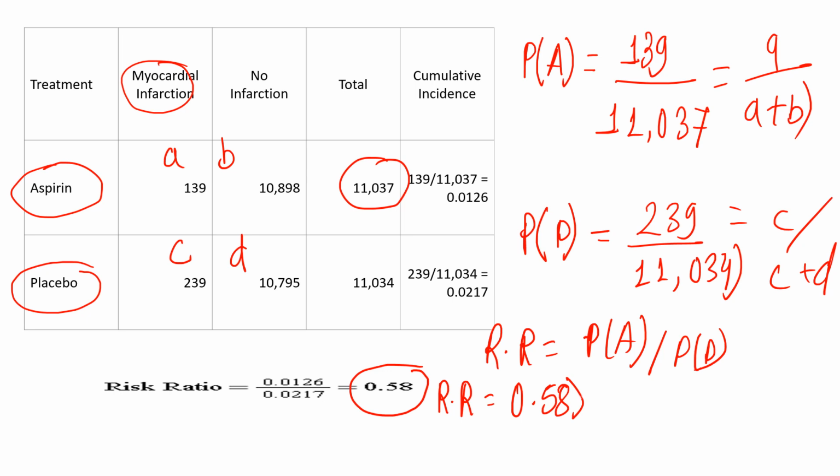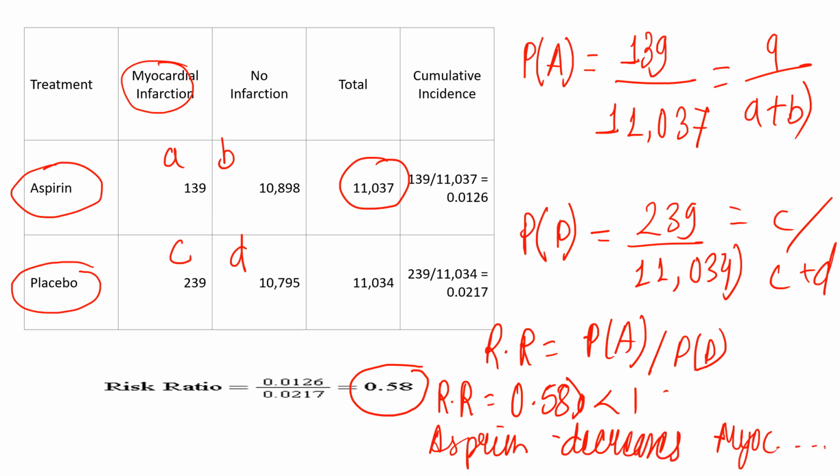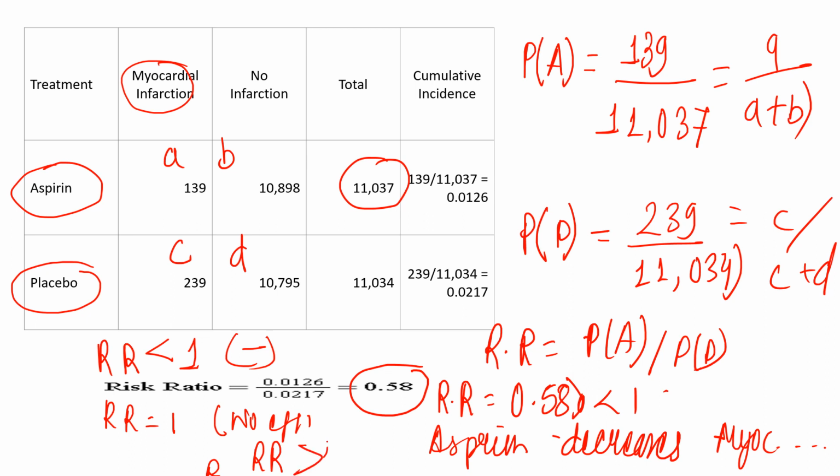So it is less than 1. It means there is an inverse relationship between myocardial infarction and aspirin. It means aspirin does not increase but decreases myocardial infarction. If the relative risk ratio is smaller than 1, it means the effect is negative. If the relative risk ratio is equal to 1, it means there is no effect. And if the relative risk ratio is greater than 1, it means it increases by some percentage.